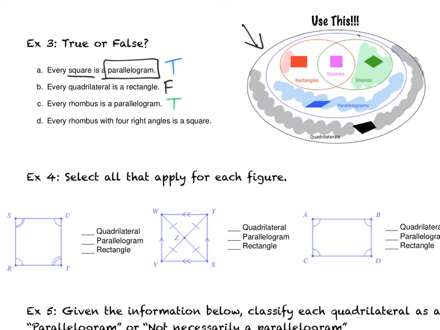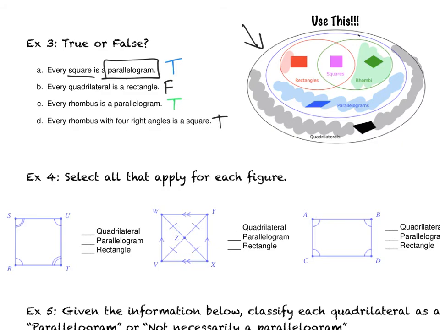And the last one says every rhombus with four right angles is a square. Okay, so if you look at the rhombuses again, the rhombuses are green, right? And if I tilt that rhombus so that it becomes four right angles, is that in fact the definition of a square? Yes, it is. So that means this is also a true statement. So you have true, false, true, true. Again, use the Venn diagram to figure out what is true and what is false.